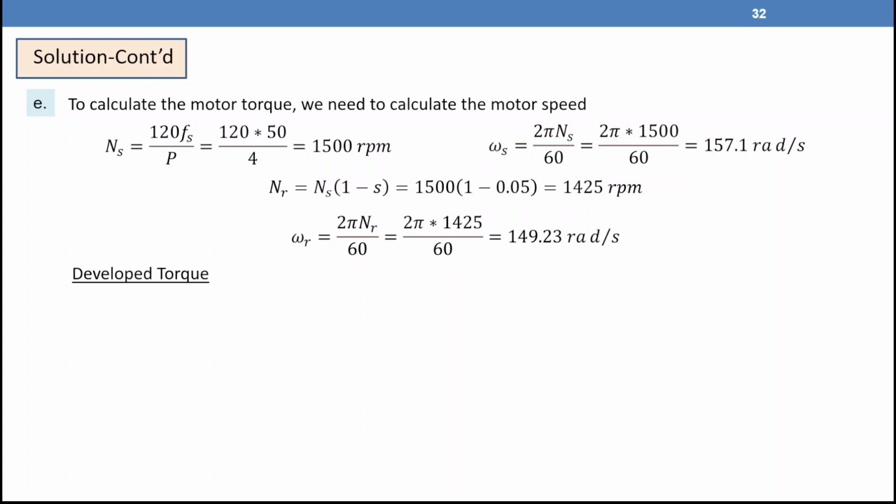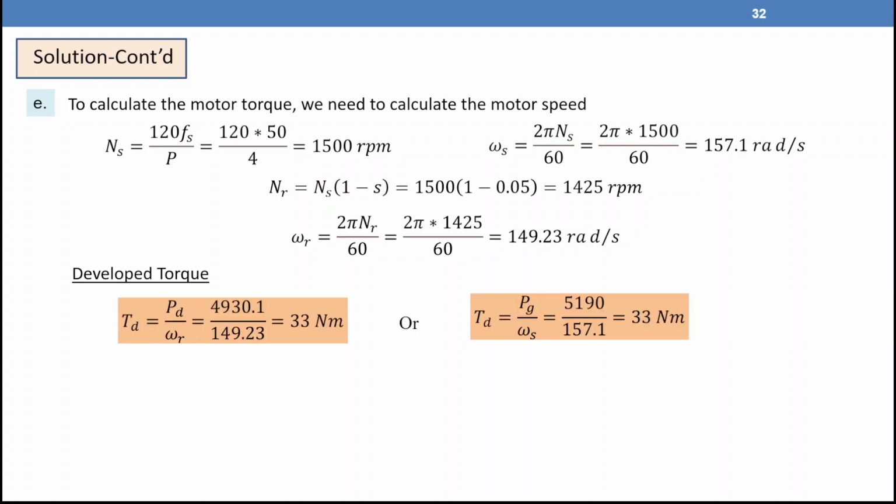So now we can calculate the developed torque and shaft torque. Developed torque is either P developed over omega R or P gap over omega S. Both equations will give you the same answer. We have P developed and P gap from the previous slides for the power flow diagram: P developed equals 4.93 kilowatt, P gap equals 5.19 kilowatt, omega R equals 149.23 radian per second, and omega S equals 157.1 radian per second. Both will give you the same answer, 33 Newton meter.